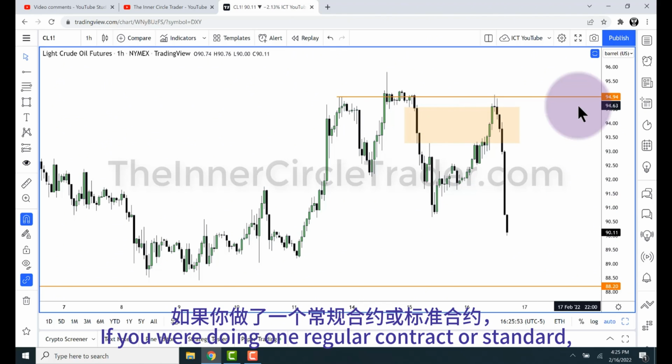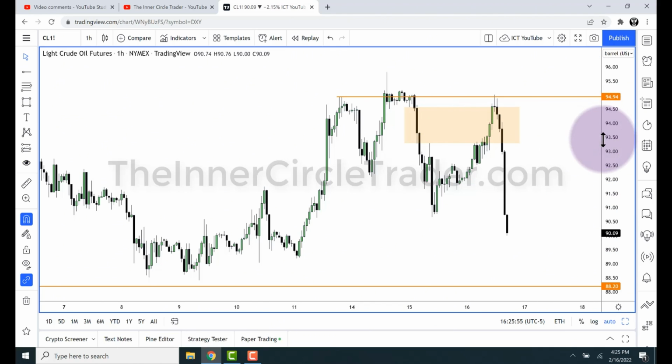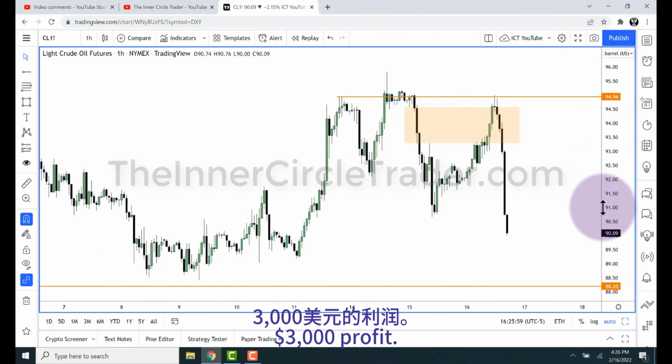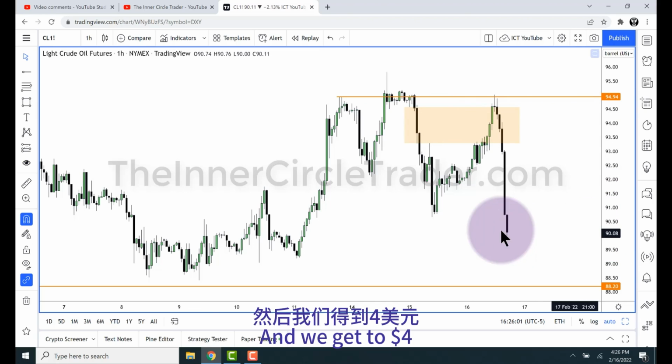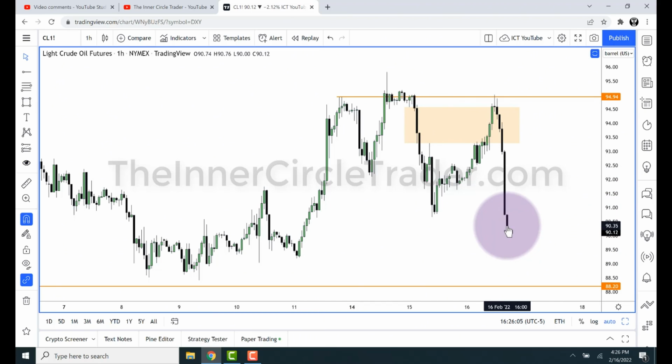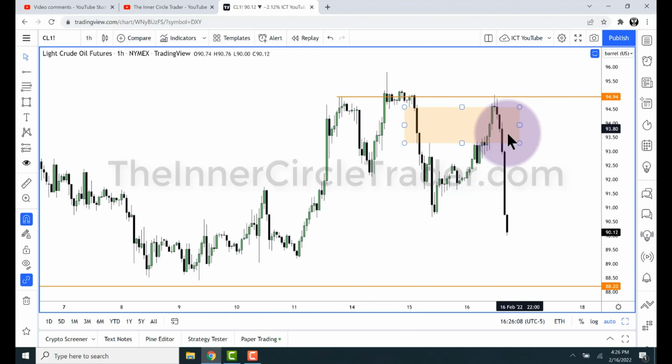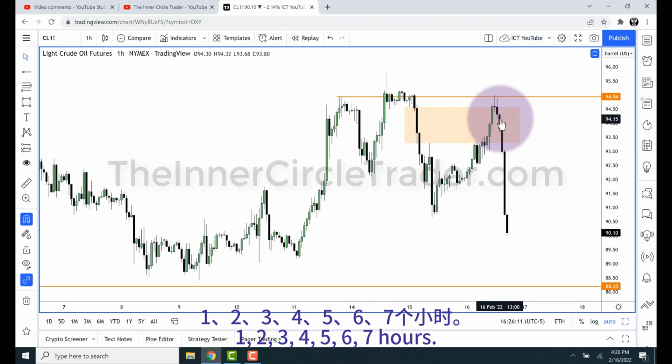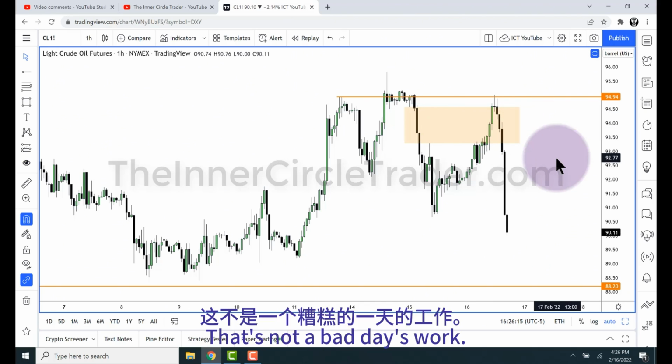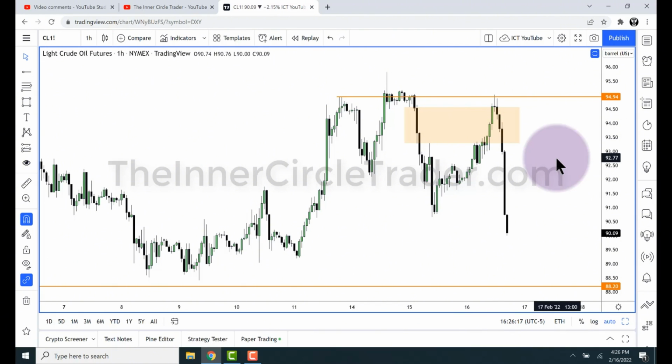If you were doing one regular or standard contract, that's $1,000 profit, $2,000 profit, $3,000 profit, and did we get to? Yep, $4,000. So $4,000 in profit inside of 1, 2, 3, 4, 5, 6, 7 hours. 7 hours, $4,000. That's not a bad day's work.